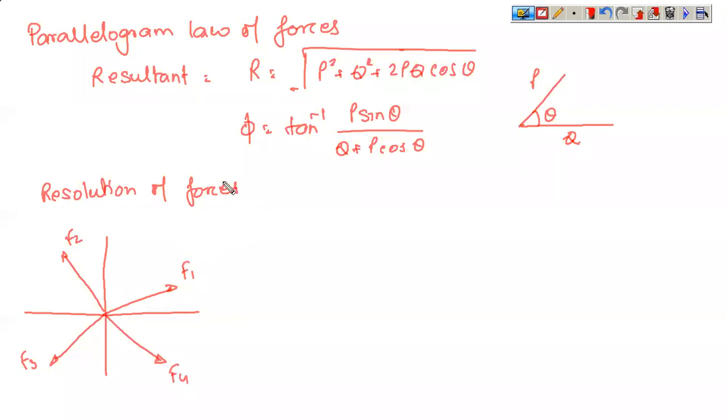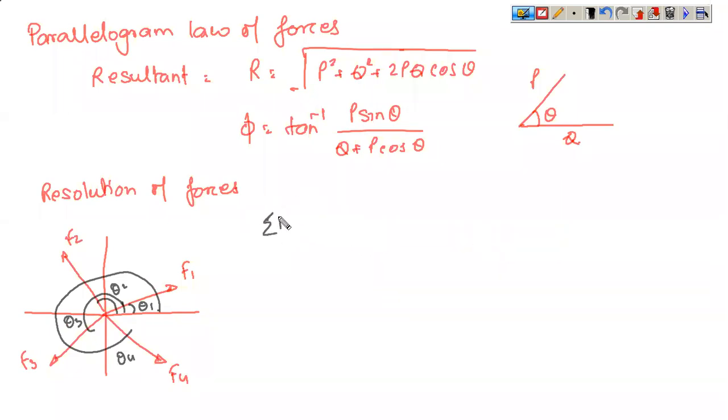The drawback associated with the parallelogram law of forces is that it is restricted to two members or two force systems only. Here you are having four forces. So to resolve it, first you convert this into a two force system. Let us say this is theta 1, theta 2, theta 3, and theta 4, the angle made by the force with respect to the positive x-axis.